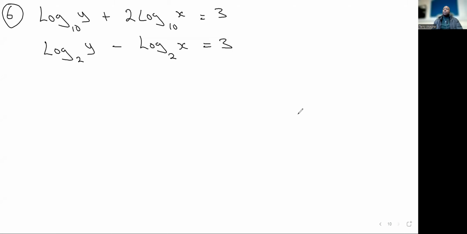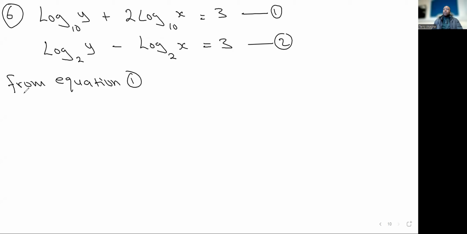Like I told you in the previous videos, previous examples, you can't solve this simultaneously using logarithm to find x and y. So you have to convert all this to index form. I'm going to label them separately, equation 1 and 2. So from equation 1, I have to convert this to index form.